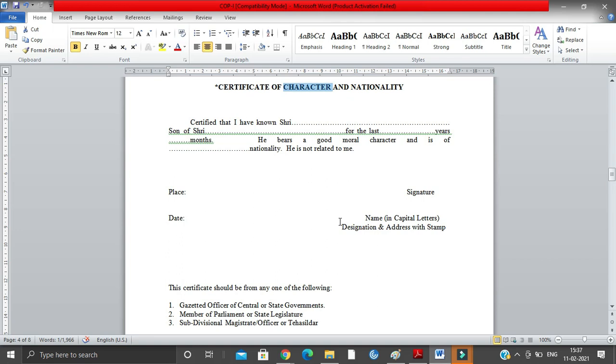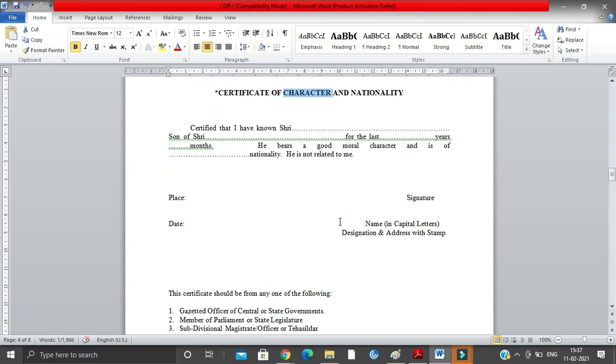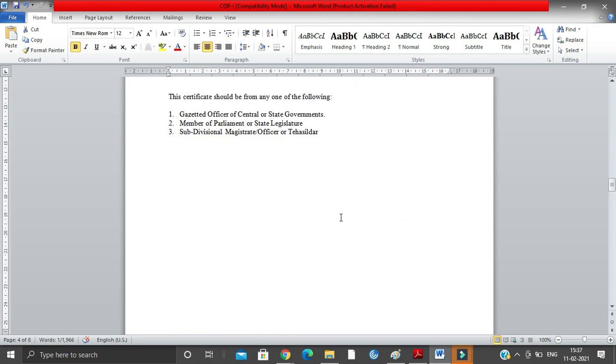So in the meantime, because the admit card will take around 1 month, you can arrange this signature, and at the time of examination you have to take this new certificate or new page, original page, with the proper signature and all. You have to give this character and nationality certificate on the date of exam. So you will get at least 1 month.